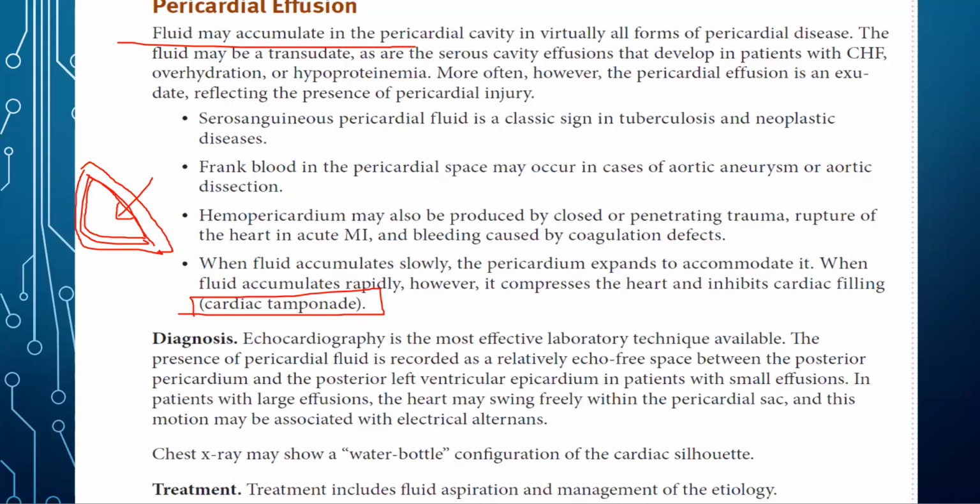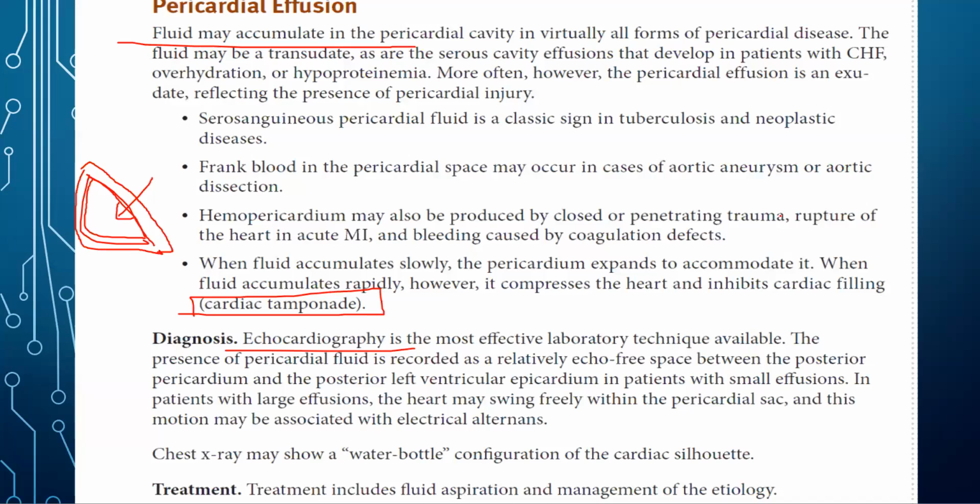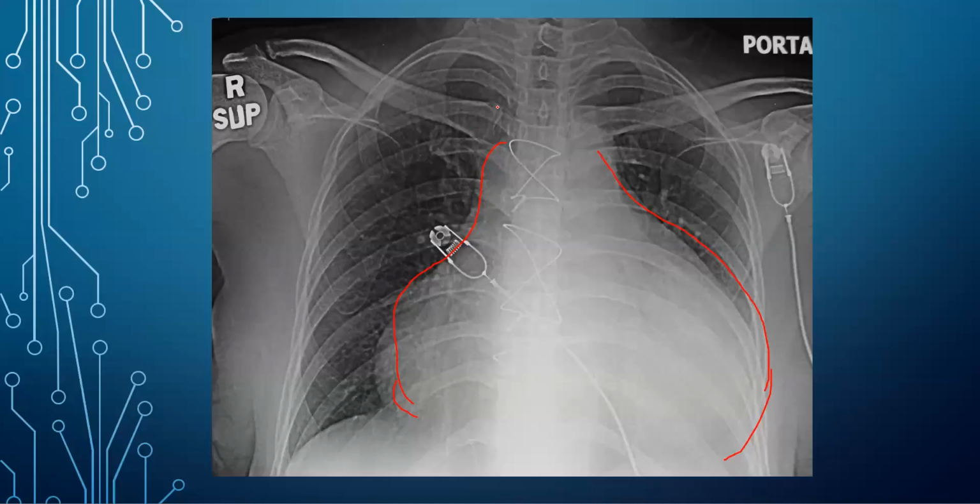How can you confirm it? Echocardiogram is the only thing that will confirm. If a patient develops a heart shadow like this, you should think that this is most likely a pericardial effusion. And there is a name for this: have a look, the water bottle shadow of the cardiac silhouette. See that it looks like a water bottle? So that's your pericardial effusion.